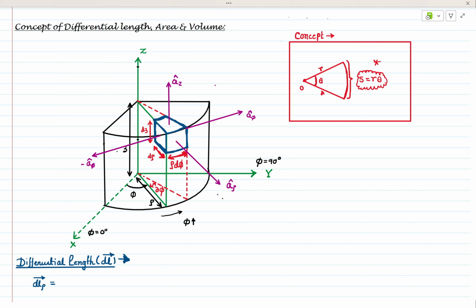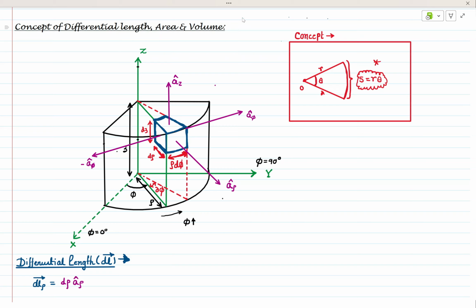In the rho direction, I can write the differential length as d rho in the direction of a rho. So that's what I have written over here: d rho in the direction of a rho.